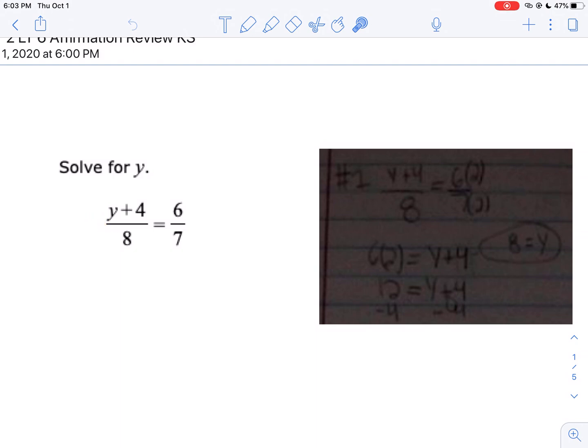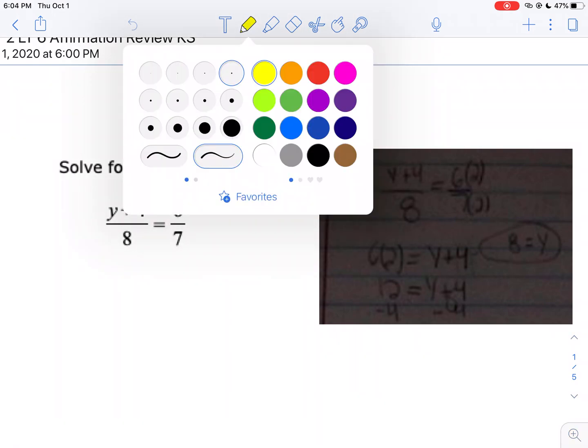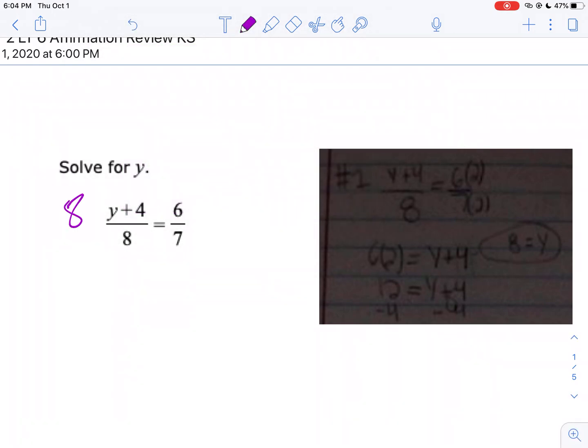Let me change the color here so you can see a little bit nicer. There is a bar here. So what's the opposite? That means divide. What's the opposite of divide? Well, let's multiply both sides by 8. So if we multiply both sides by 8, 7 does not, I'll put it over 1, so it looks like a fraction. On the left side, the 8's reduce. You get y plus 4. On the right side, 7 does not go into 8, nor does it have any common factors, so you just multiply across. 6 times 8 is 48 over 7.